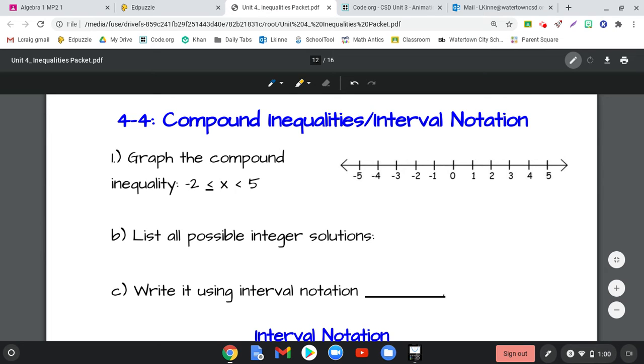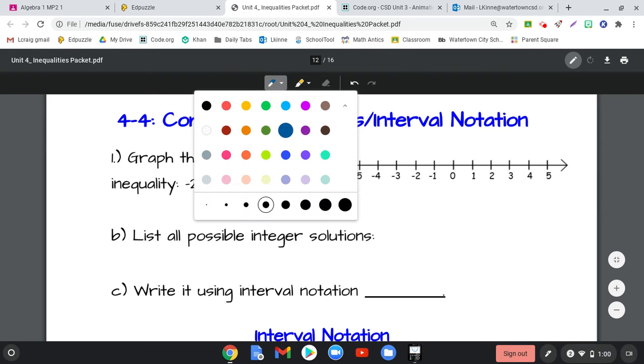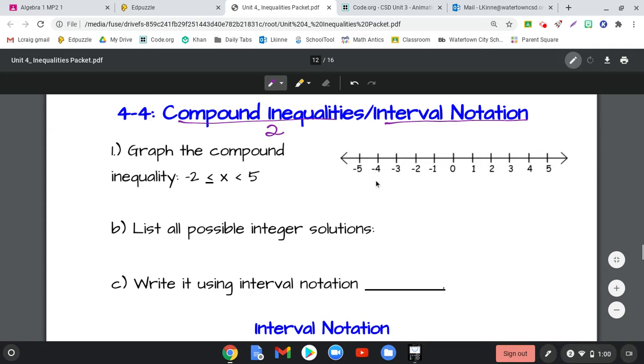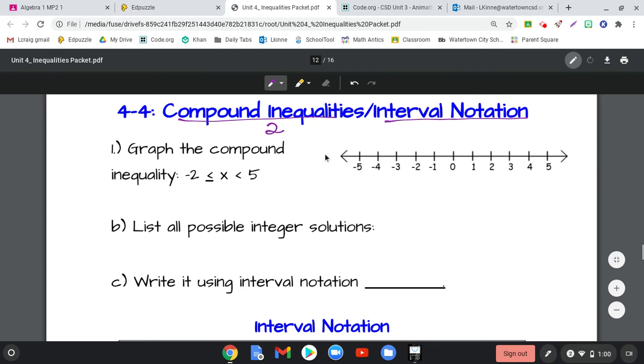Hello again. Today we're going to talk about compound inequalities and interval notation. Sounds a little bit trickier than it actually is, but let's start with compound inequalities and what that means. A compound inequality, like a compound sentence, is basically two inequalities put together. And then interval notation is going to be an easy way to write your solution set, and we'll talk about both of those today.